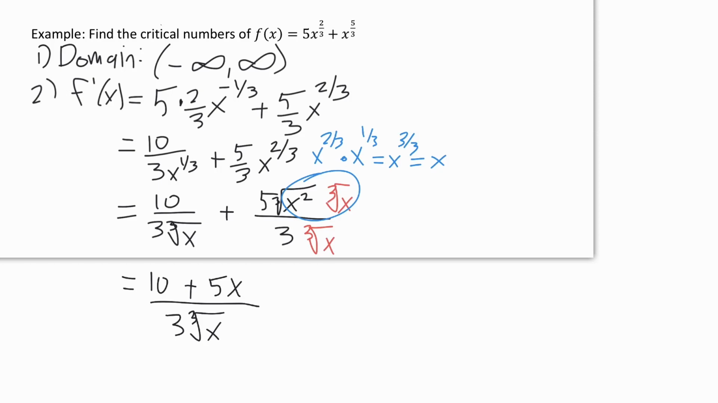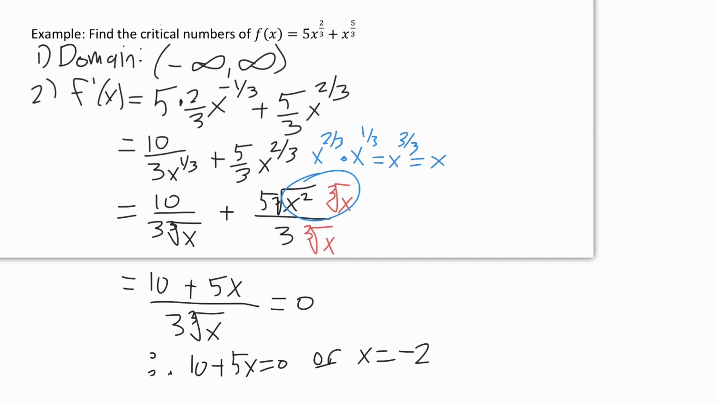Alright, I think we're ready. We can set this thing equal to 0. Now a fraction is only 0 when the top is 0, so that means that 10 plus 5x must be 0. Or x has to be equal to -2 if we move the 10 over and then divide by 5.